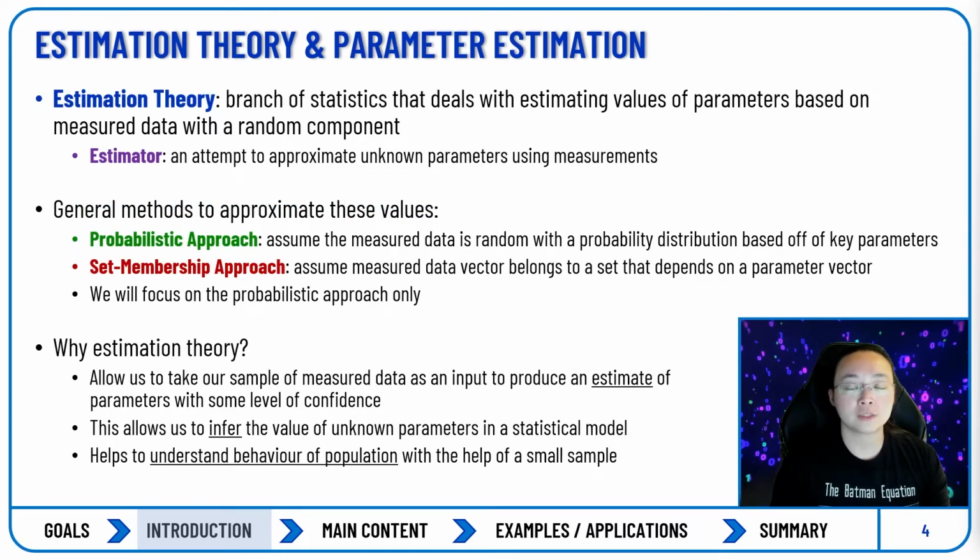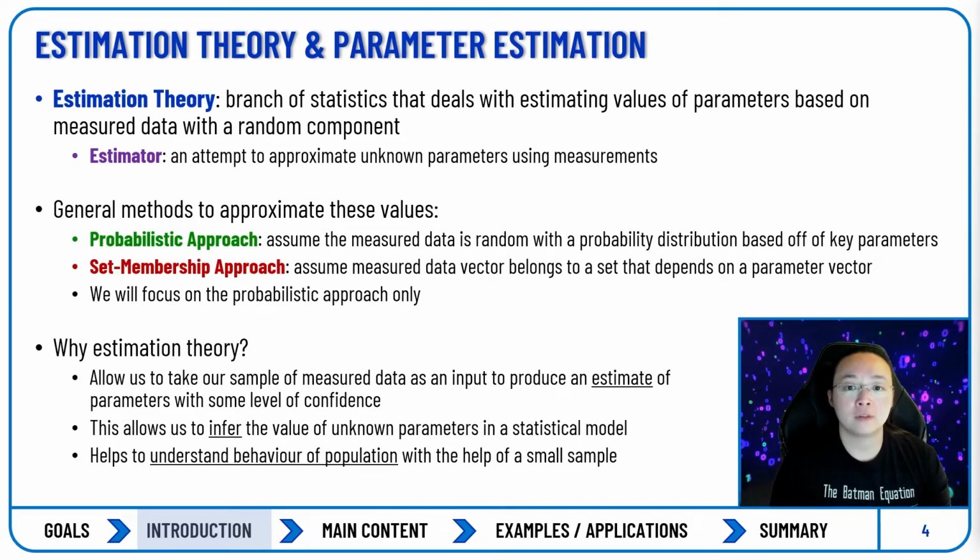So let's start our discussion of parameter estimation from estimation theory. In the past, we were talking about inferential statistics. Estimation theory now refers to a branch of statistics that deals with estimating the values of parameters based on our observed and measured data with some random component. So from estimation theory, it means we're going to be using the measured data that we have to estimate parameters that are a good fit for a model that we've chosen for our data.